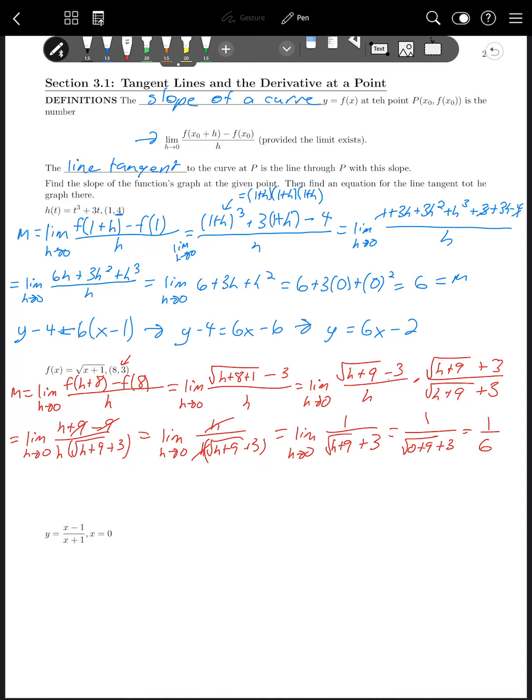So that's the first part of the problem, right? In this one it was 6, in this one it's 1/6. And now we can find the tangent line itself. So this would be y minus 3 equals 1/6 times x minus 8. Distribute. So y minus 3 equals 1/6 x minus 8/6. And then we can simplify and add 3 to both sides. So that would be negative 4/3 plus 3. So this is y equals 1/6 x, and negative 4/3 plus 3 is 5/3.